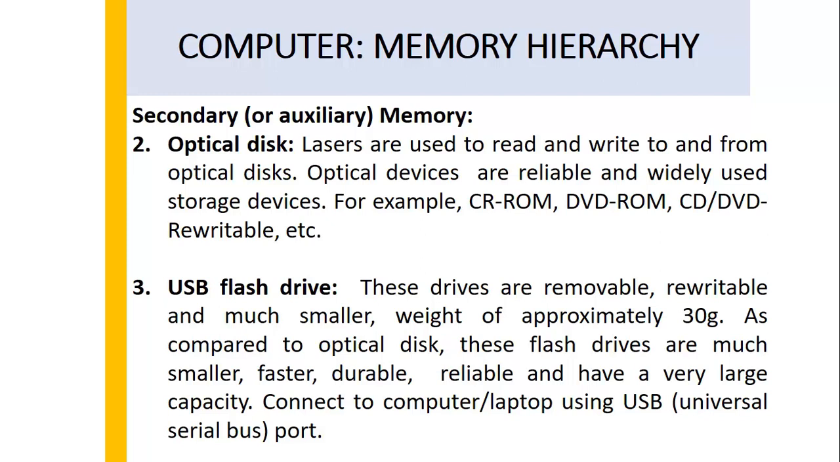USB flash drives. These drives are removable, rewritable, and much smaller, weighing approximately 30 grams or so. As compared to optical disks, these flash drives are much smaller, faster, durable, reliable, and have very large capacity. They can store much more data. For example, a CD-ROM can store how much? 700 to 800 MB of data. So we can have a pen drive to store 20 GB of data. It will approximately weigh 30-40 grams or maximum 50 grams. It connects to a computer or laptop using the USB port, universal serial bus port, in our laptops and desktops.